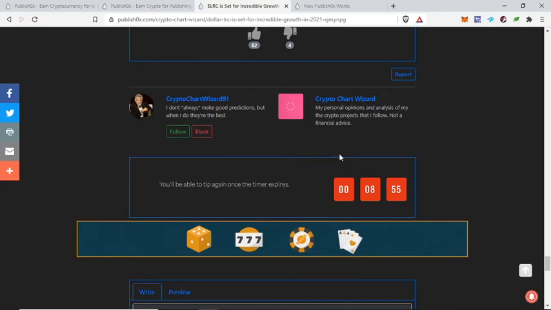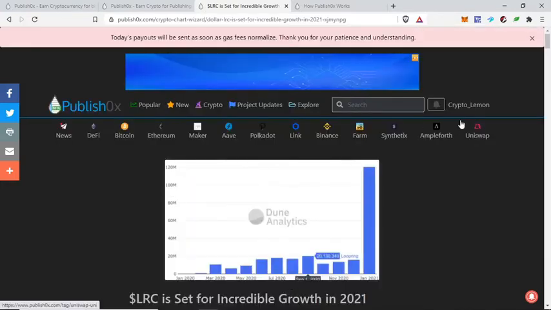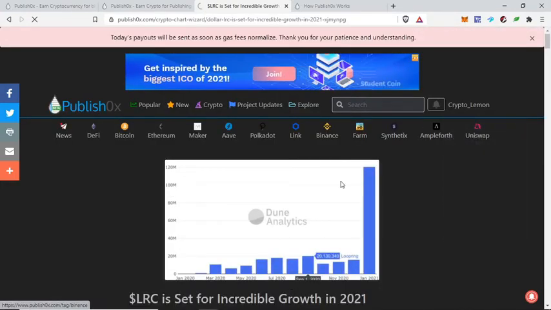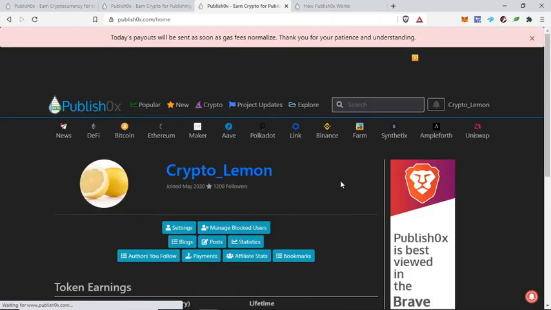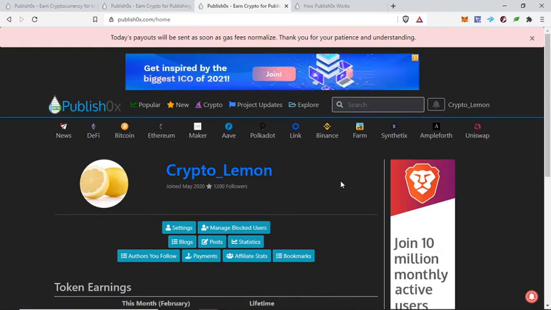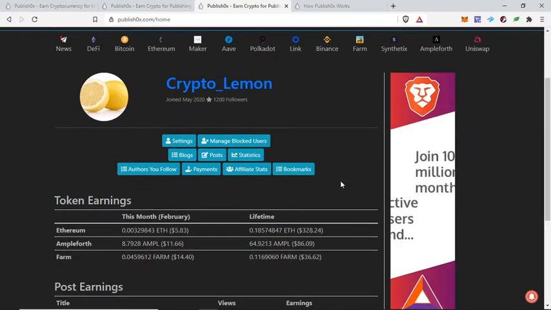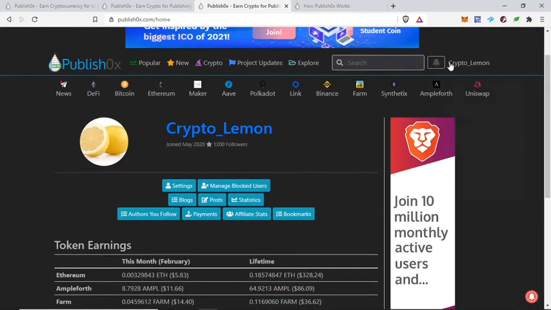So you can be reading articles and earn. You can write articles and earn. And you can also do contests. I don't see one at the moment, but they do a lot of sponsored contests. They had Atomic Wallet, they had Farm, they had a bunch of different cryptocurrencies that want exposure, and they can give really good prizes, and there are a lot of winners. So if you like this kind of contest, you should definitely do it.